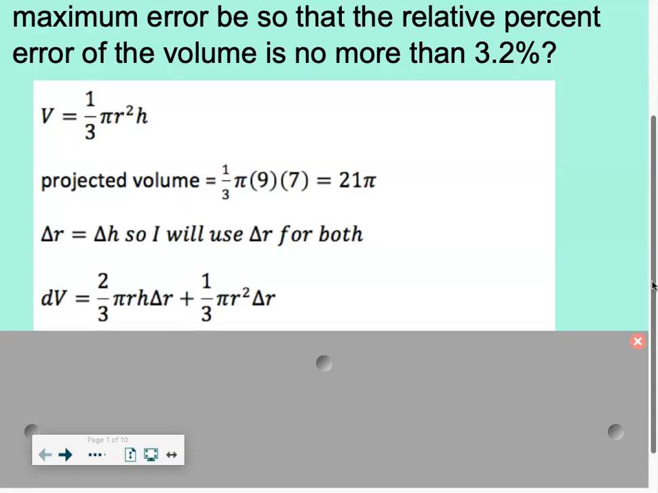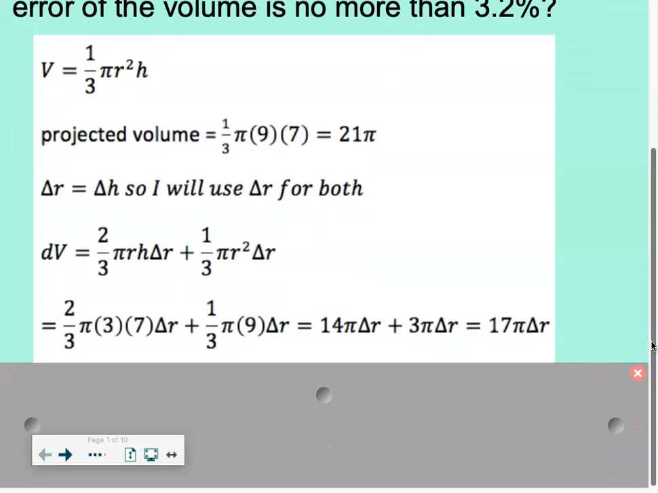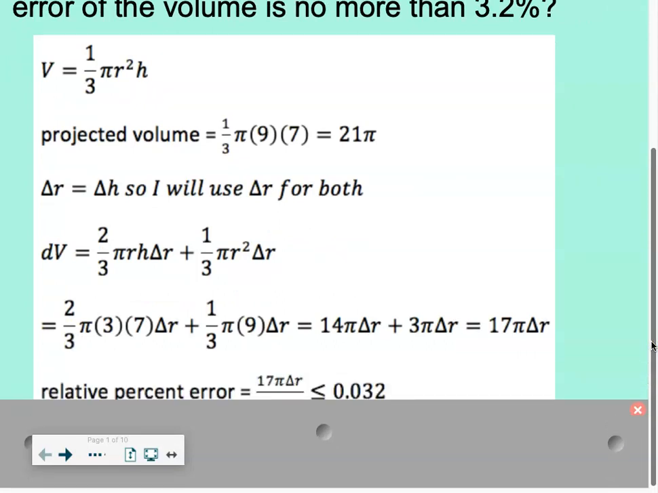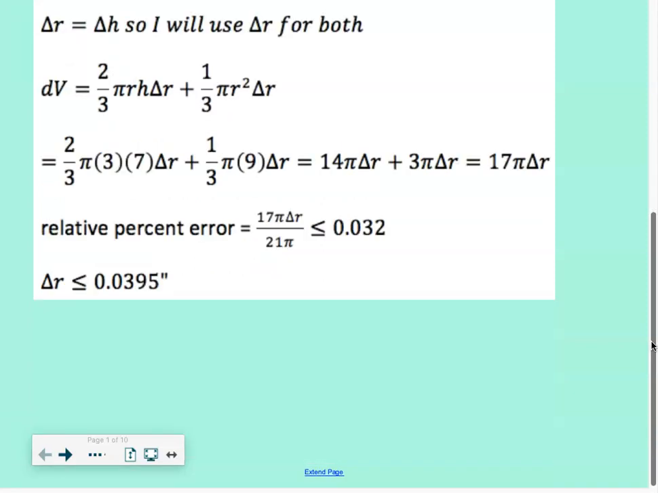All right, so plugging in the amounts that we know, we get a dV of 17 pi times some unknown error amount, right? We want this divided by 21 pi to be no more than 3.2%. So you set this up and do a little equation. So do this times 21 pi divided by 17 pi, and I got around 0.04. Look at that. So well done to those of you who got 0.04.